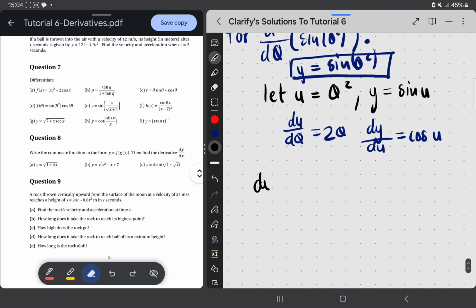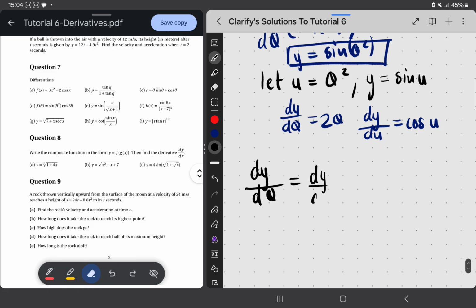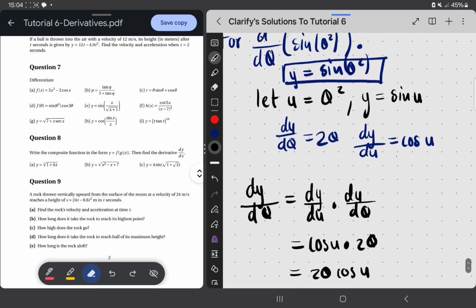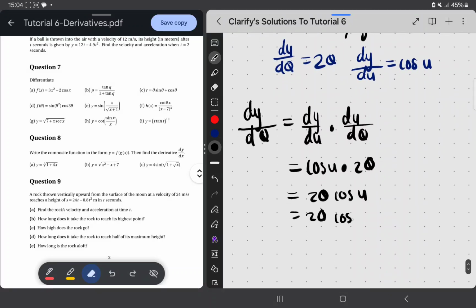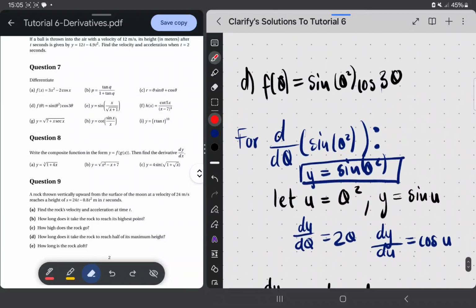Now I can say dy d theta, because y I have in terms of theta here. This is going to be equal to dy du times du d theta. I'm sorry, I'm going the long way. What is my dy du? It's cos u times du d theta, which is 2 theta. This becomes 2 theta cos u. And what was my u? U was theta squared. So now it becomes 2 theta cos of theta squared. Okay, I'm going to do it the shorter way. I'm doing it the longer way first, which you don't have to do.